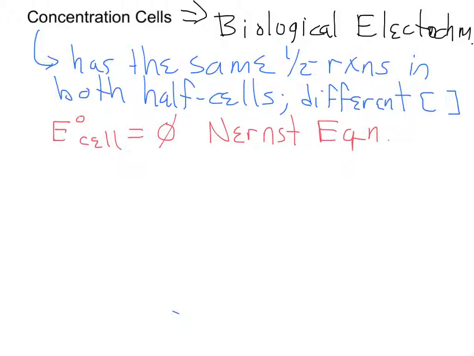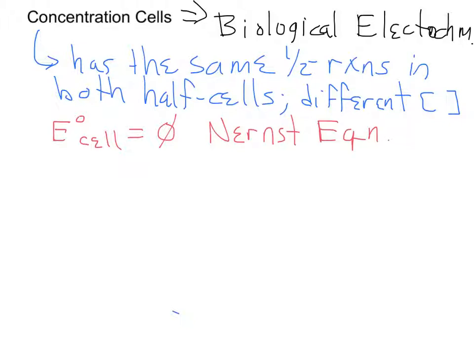And so we get essentially little mini concentration cells when we compare the inside and the outside of a cell as the two half reactions, the two half cells. So we have one concentration of ions inside the cell and a different concentration of ions outside the cell. You have different concentrations, so you get some potential difference between the inside and the outside of the cell. And those tiny little potential differences are responsible for a lot of the biological electrochemistry that goes on in the body.